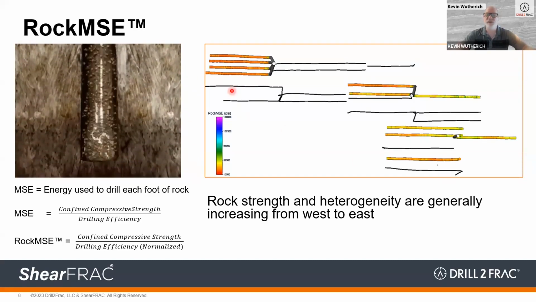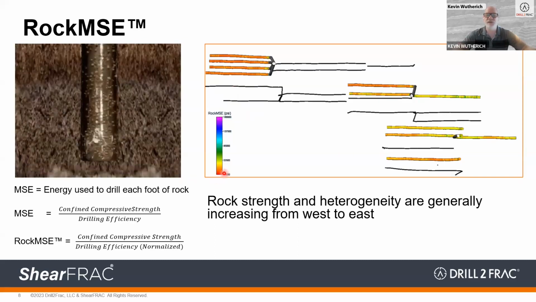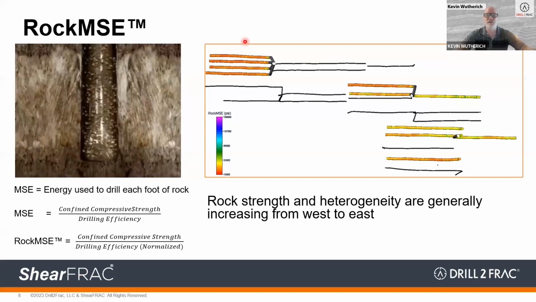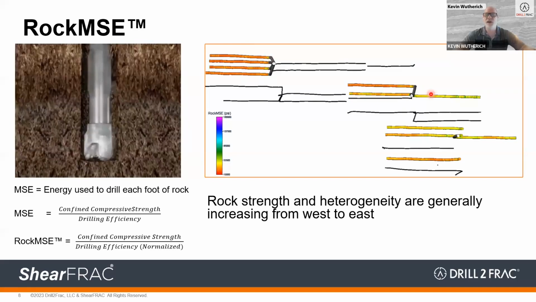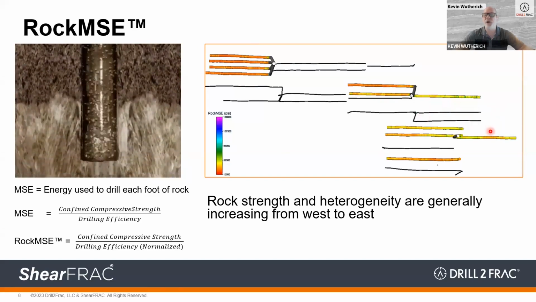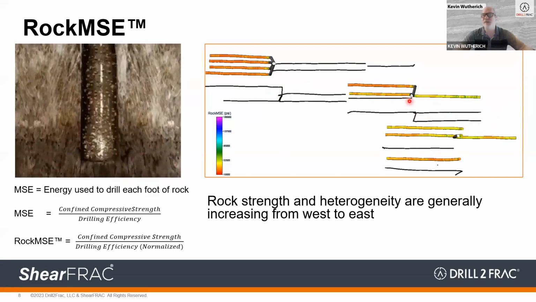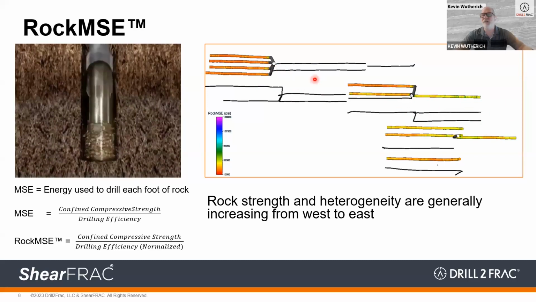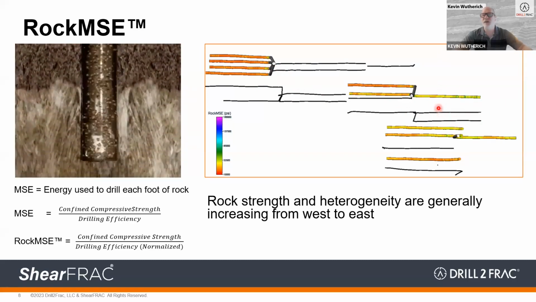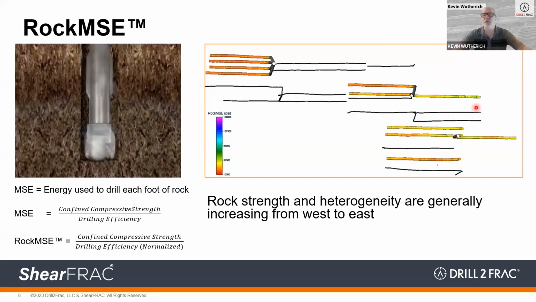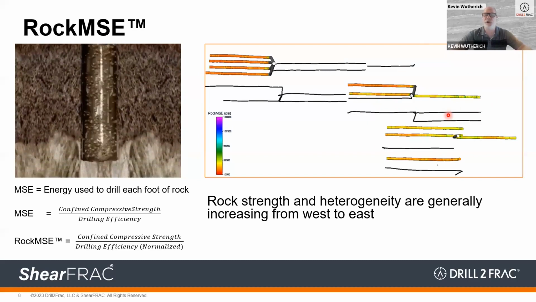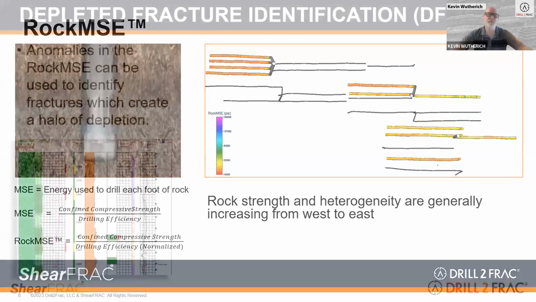One thing you'll notice is if you look at the colors here, as you get more into the red, that's low rock MSE, which essentially means lower strength rock. As you get into the yellows, that's typically higher strength rock. So in general, you can see that as you move east, rock was getting from lower strength to higher strength, but maybe a little bit of a trend going south as well. So right off the bat, you can see that there are some slight differences in those near wellbore properties.